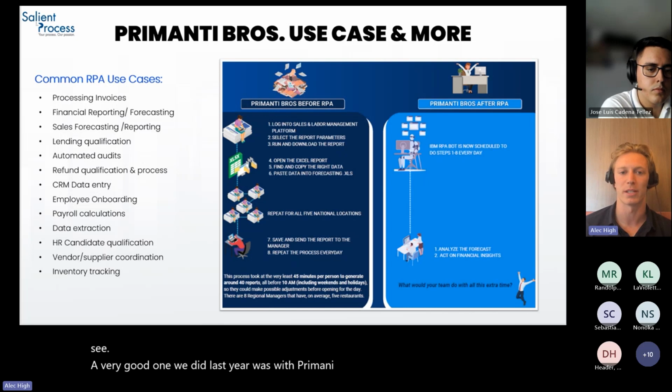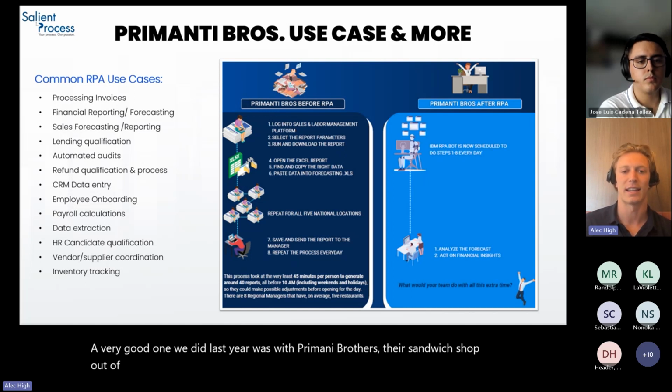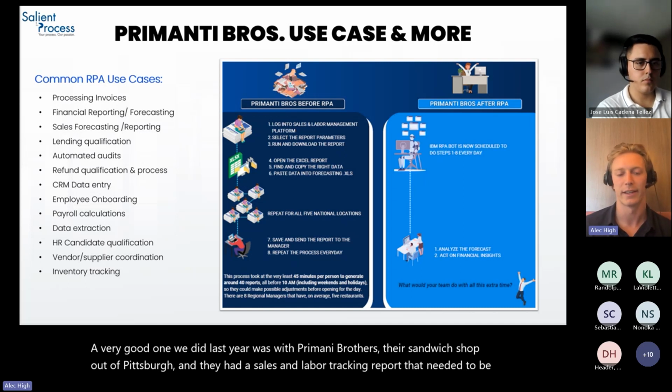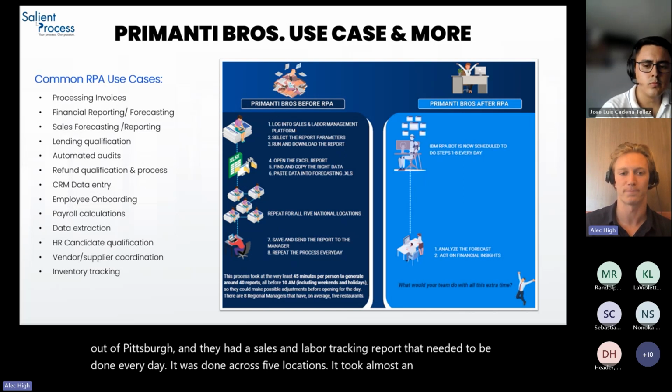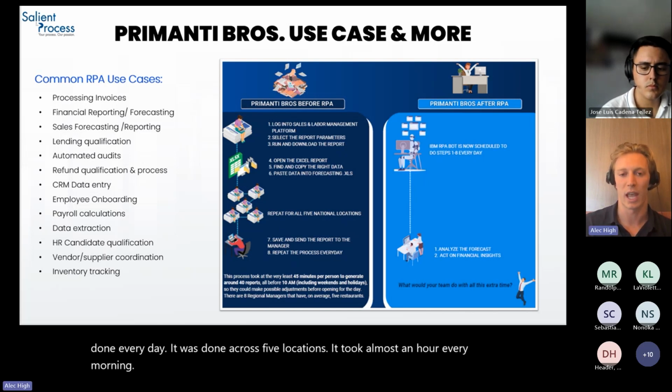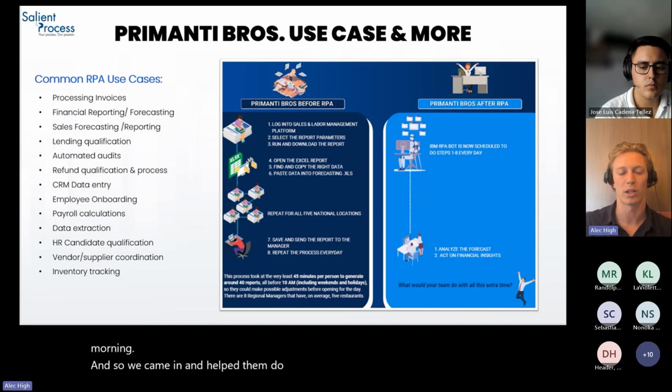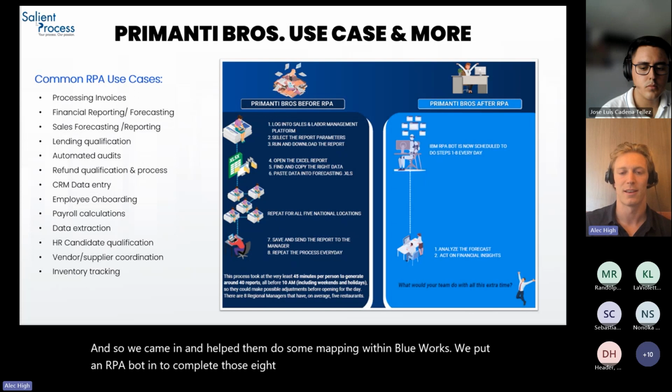They're a sandwich shop out of Pittsburgh, and they had a sales and labor tracking report that needed to be done every day. It was done across 5 locations. It took almost an hour every morning. And so we came in and helped them do some mapping within Blueworks. We put an RPA bot in to complete those 8 steps.